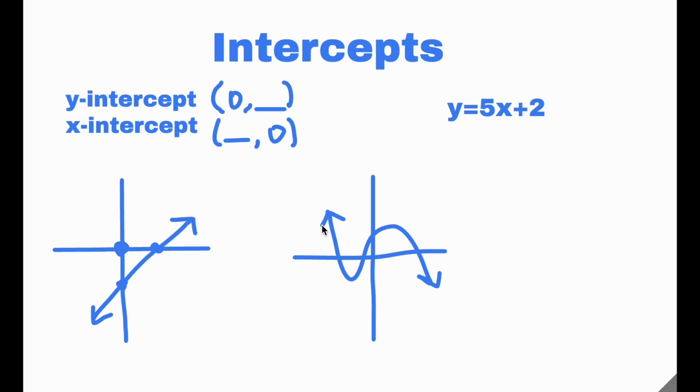And it's a similar idea for other functions that maybe don't look as simple as a linear function, but even if it has a different shape, it's still the same idea. And you can have more than one x or y intercept for a function.